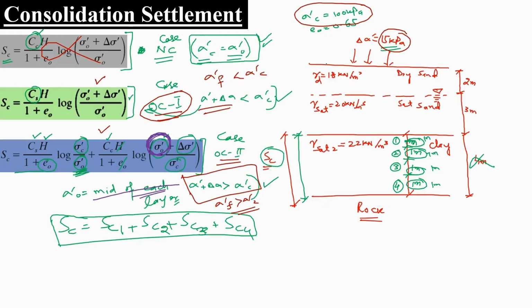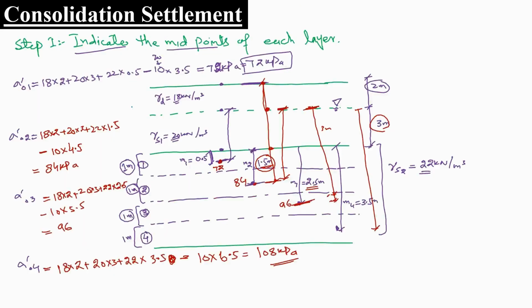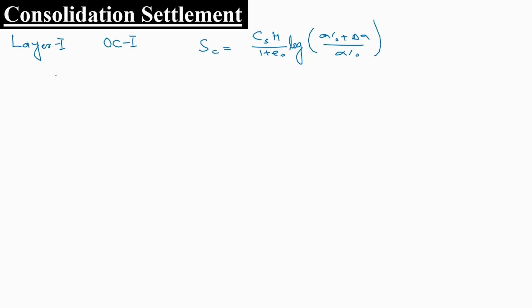Now I will go for layer 1. What is the case for layer 1? This is OC1. What is the formula? SC is equal to Cs H over 1 plus e naught, log of delta sigma over sigma naught. This one, OC1, this formula. So simply put the values for layer 1. For first layer, you will put all the values for first layer.